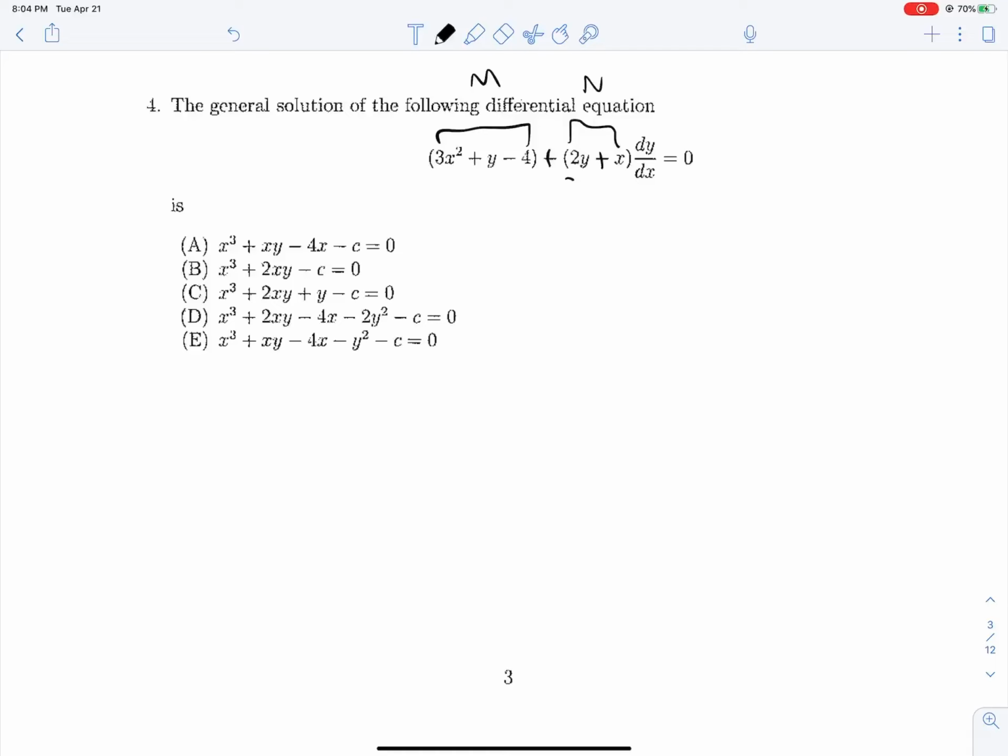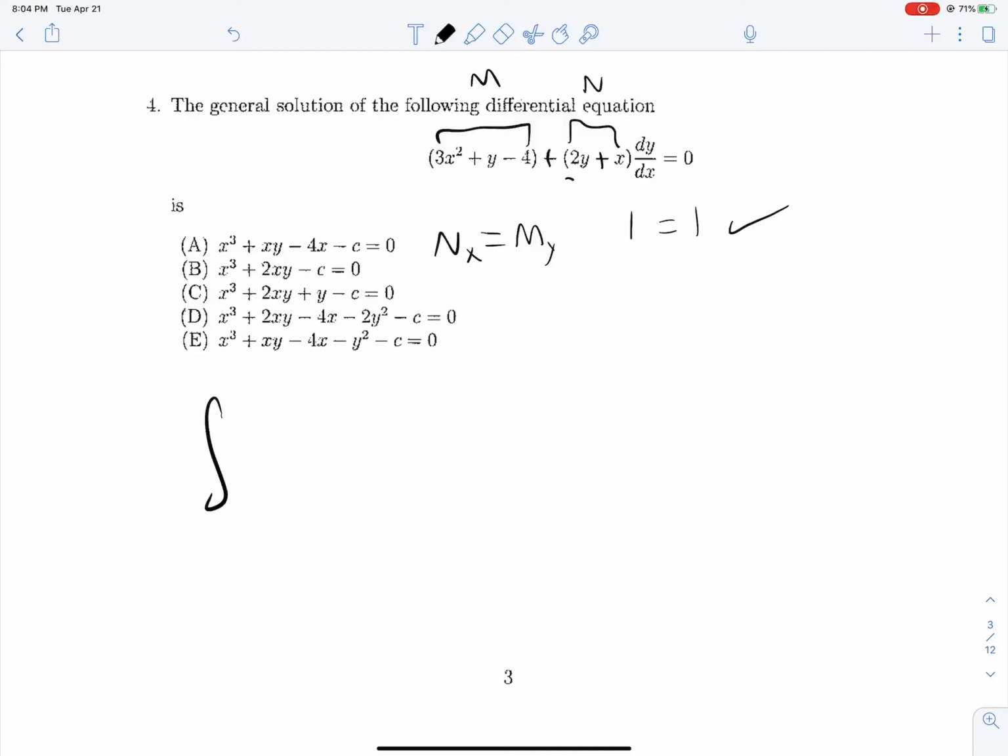So we're testing if Nx is equal to My, those partial derivatives. And if that's true, then our equation is exact. Nx gives us 1, My gives us 1. So this is true, and we can integrate away and find our solution.